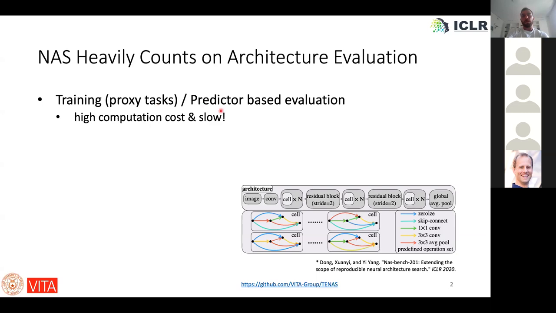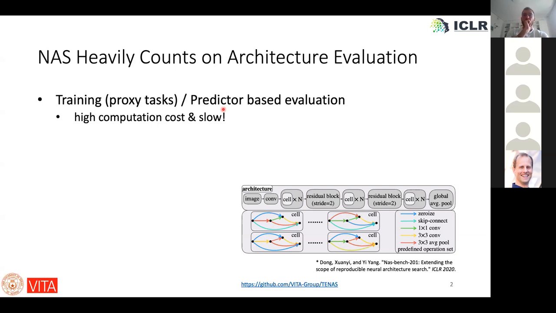The other approach is predictor-based, which means that we first have a bunch of trained, converged architectures, and we know their ground truth accuracy. We train a predictor network, something like a graph neural network, and try to use this predictor to predict the unseen architectures in the future search.